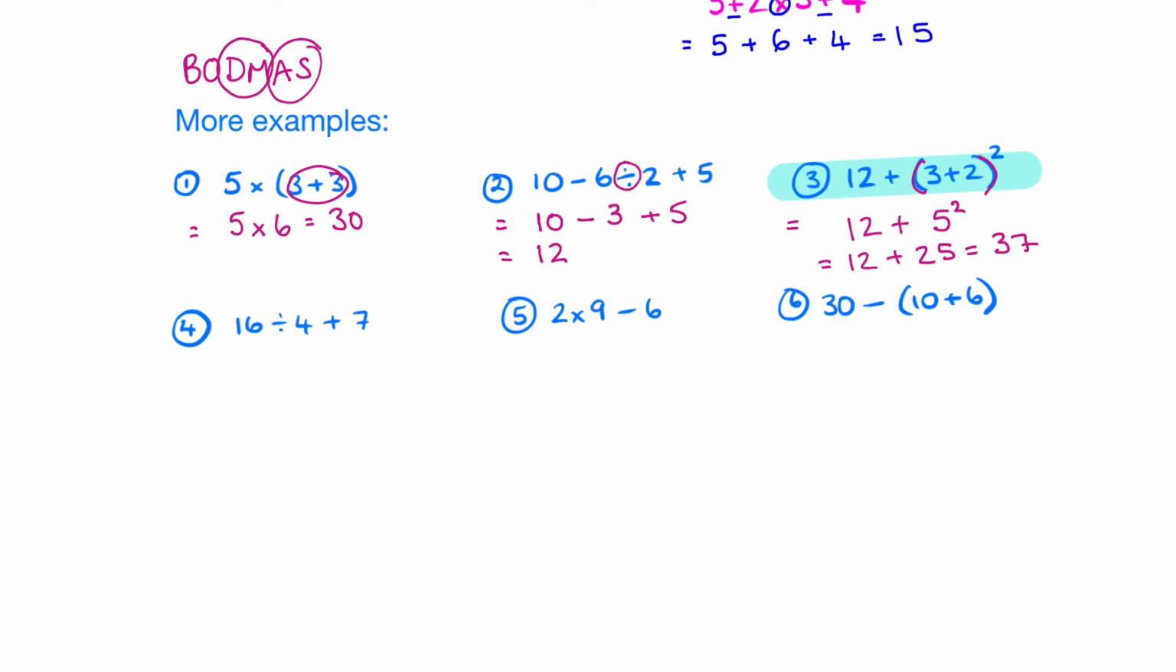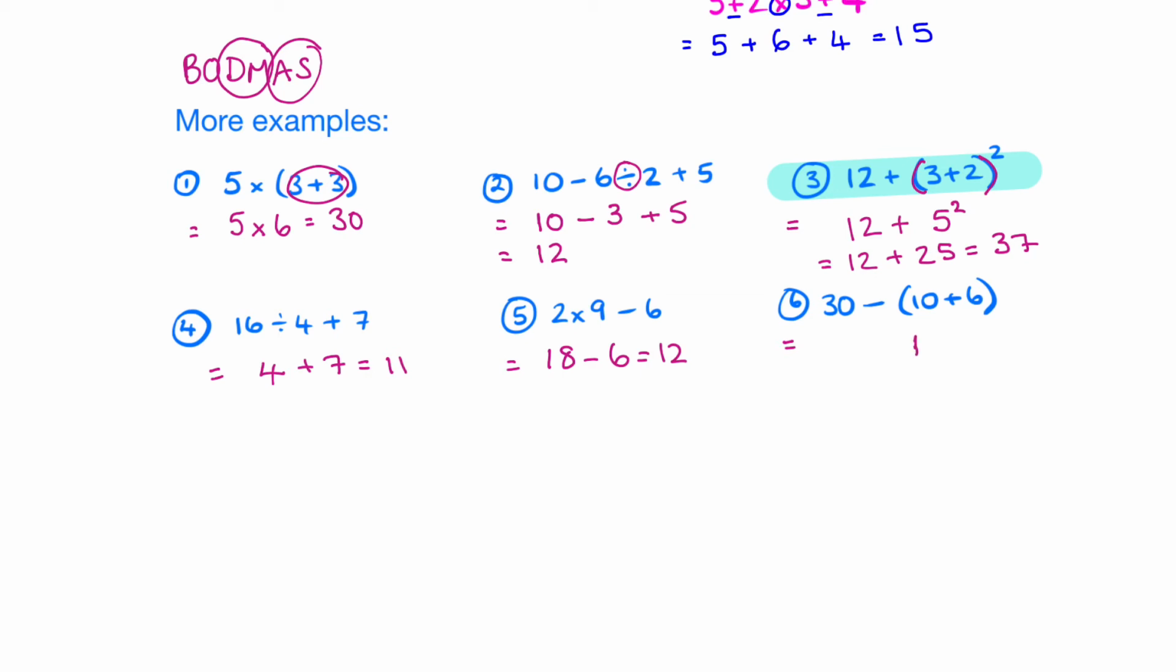Now the next one. We've got a divide and we've got an add. So remember, the dividing has to happen before the adding. So 16 divided by 4 is 4. And then we can add 7 to get 11. The next one again, the multiplying has to happen before the subtracting. So 2 times 9 is 18, take away 6 is 12. And then for the last one, remember the brackets have to be done before anything else.